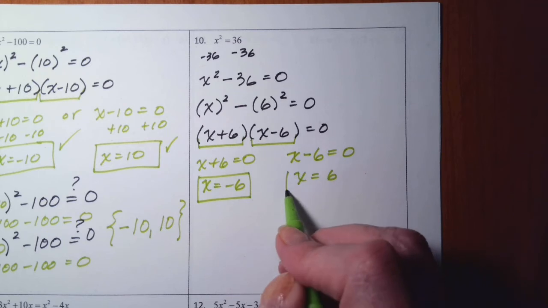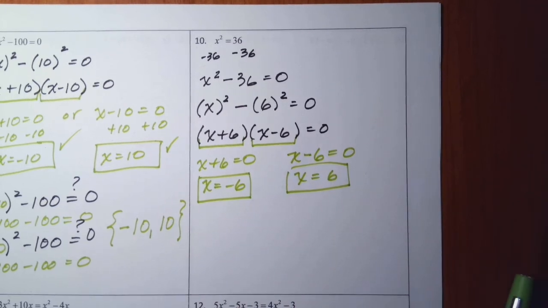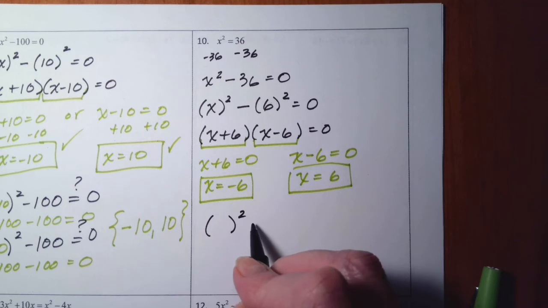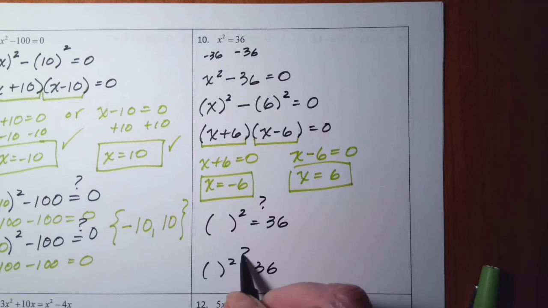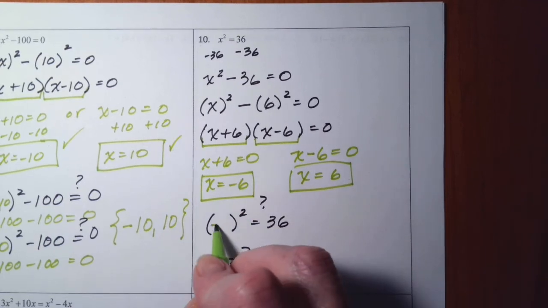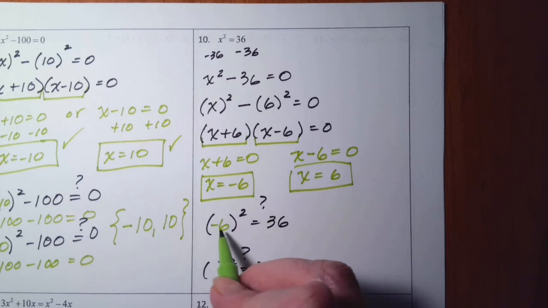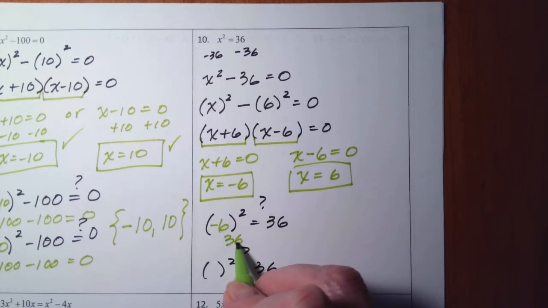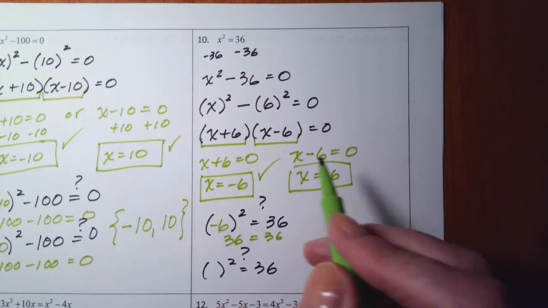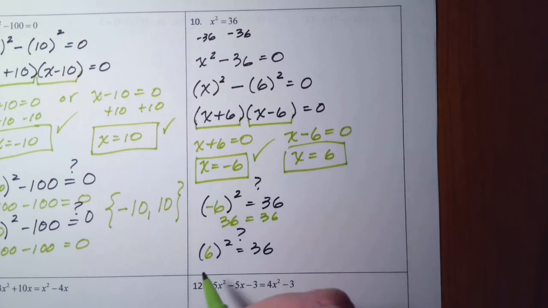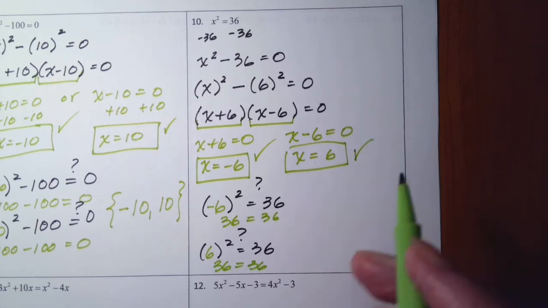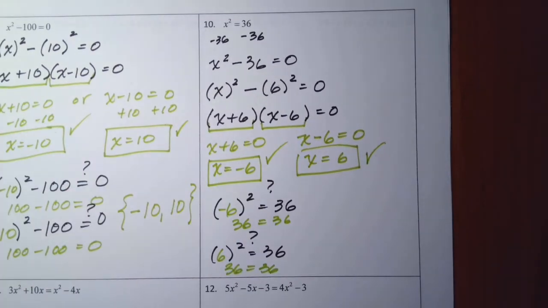I'm just following along the example of the last one we did. And now, of course, I want to check it. Okay, so let's test the negative 6. Negative 6 squared is negative 6 times negative 6, so that gives me 36 is equal to 36, so it checks. Let's try 6. 6 squared is 36, so it also checks. And notice each time, it doesn't matter what the original form is in, that's where I have gone back to check it.